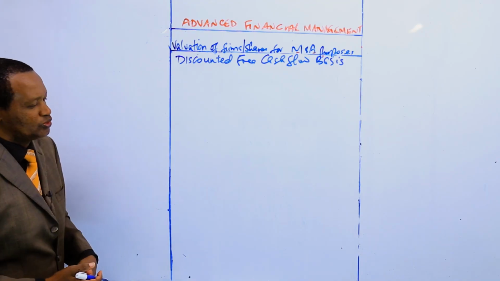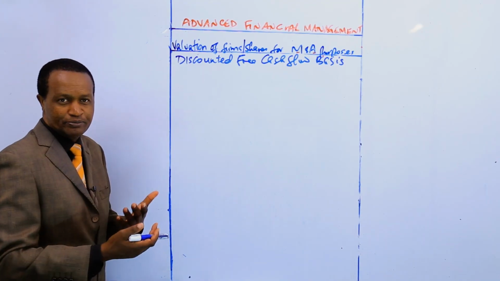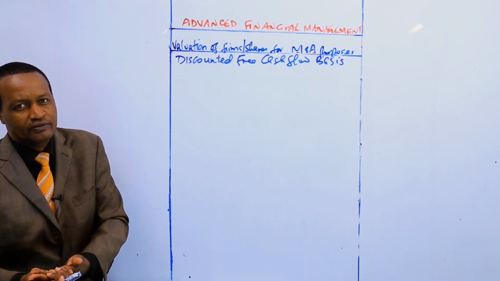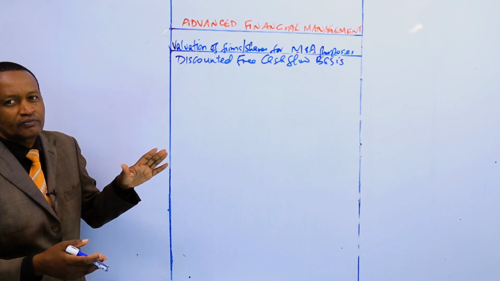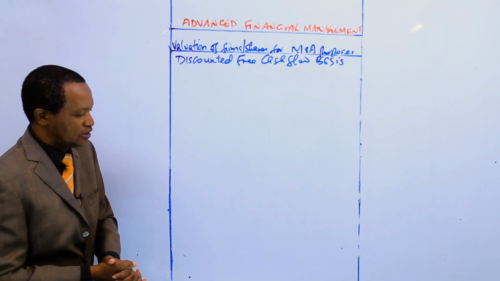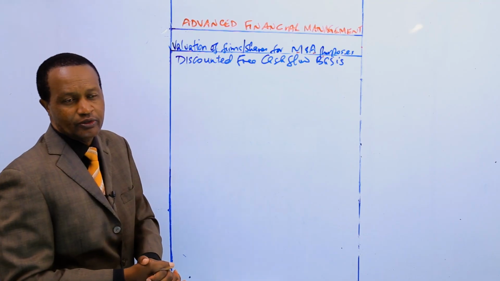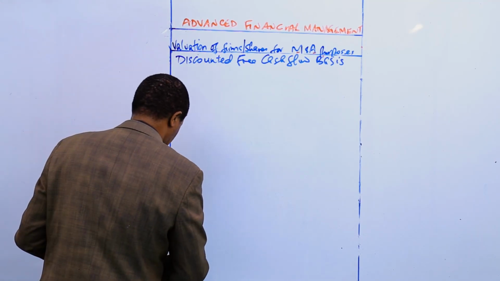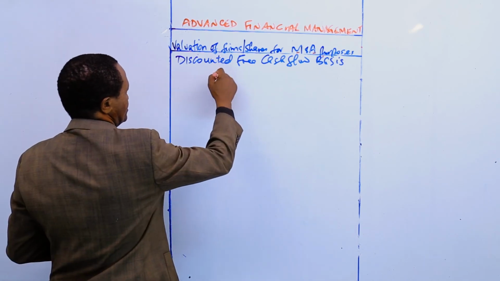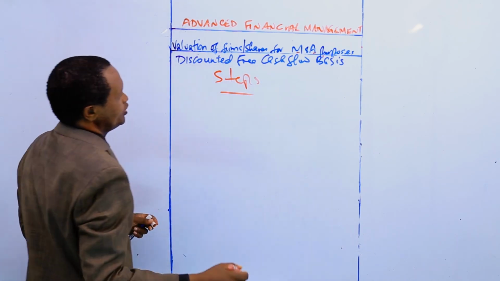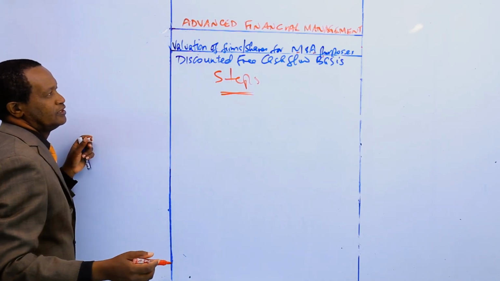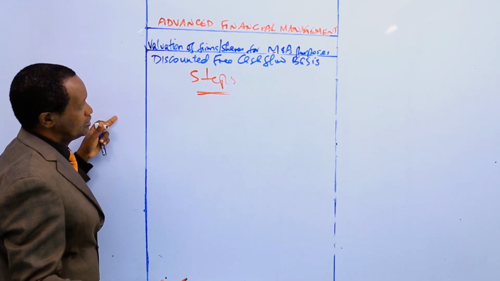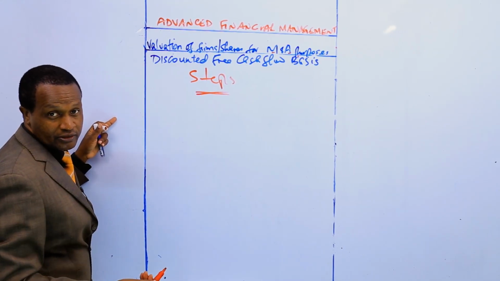So in this lesson, we are going to outline the steps in the discounted cash flows basis method. Then we will work out an illustrative example in our next session. First of all, let's analyze the steps. If you are to value a target company for the purposes of acquiring it or merging with another company, how do you go about it?